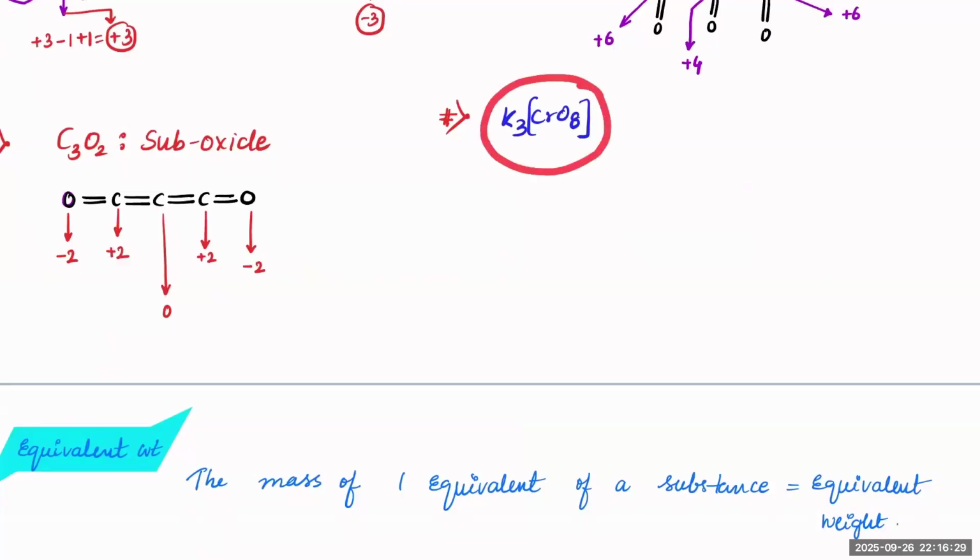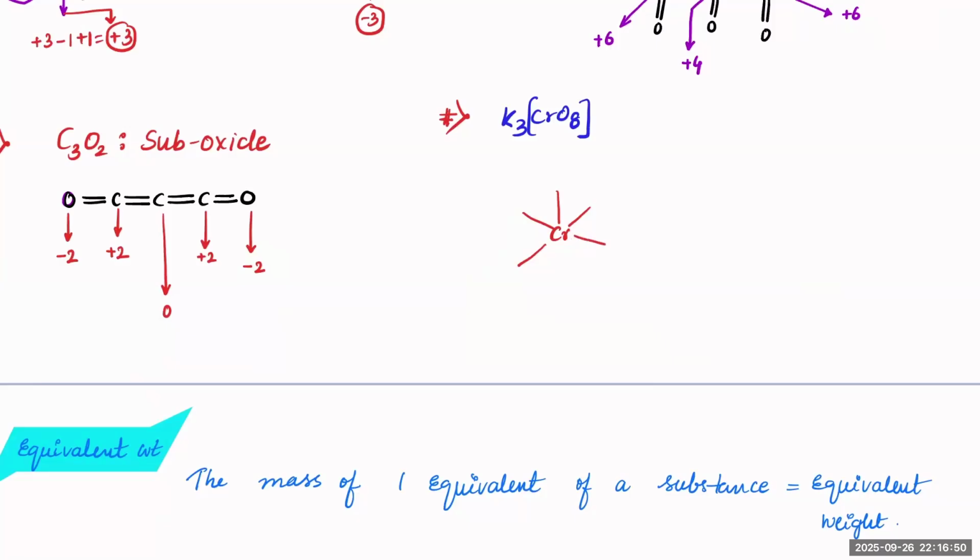K3CrO8 is an old JEE question where you need to figure out the answer based only on structure. Here, chromium has a structure like this. There are two structures proposed.